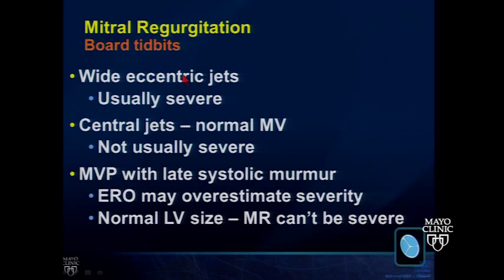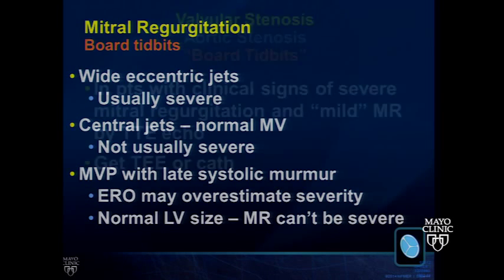So board tidbits, remember the wide eccentric jets are usually severe, the central jets are usually not severe, and if you have something like mitral valve prolapse with a late systolic murmur, the ERO may overestimate severity. And a nice practical thing is to look at the size of the left ventricle and regurgitant lesions. Because if you truly have severe regurgitation, the left ventricle will not be normal size.